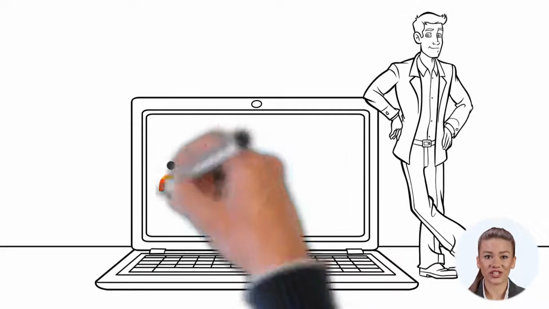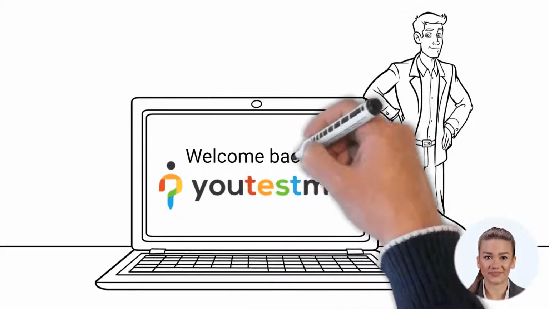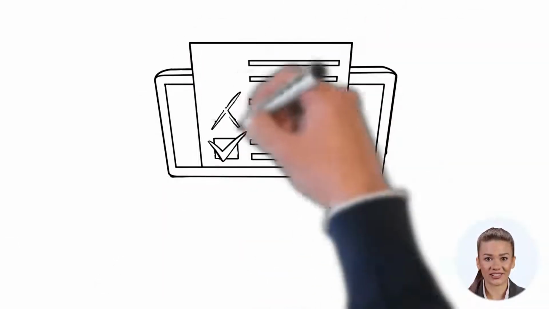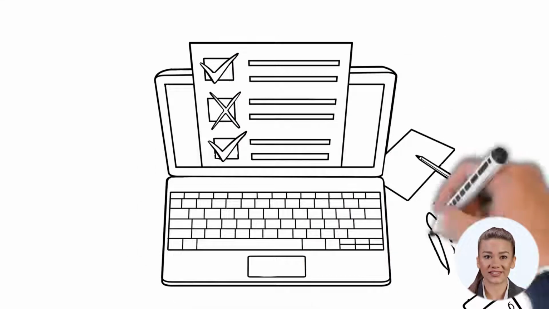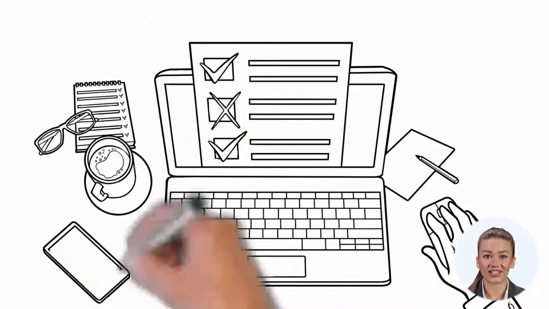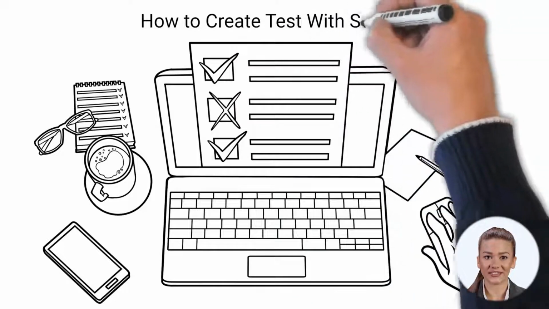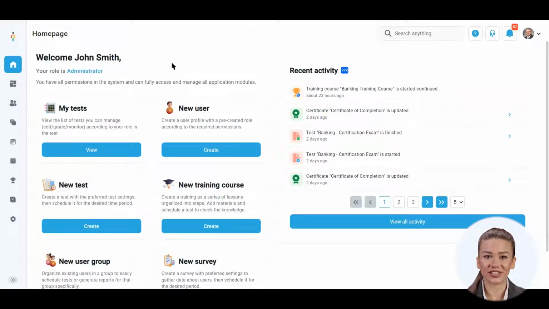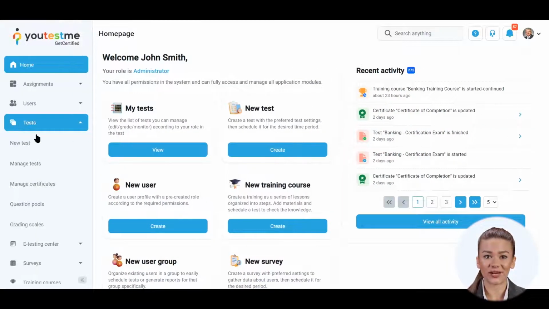This tutorial will show you how to create a test with sections. You can use sections to represent different areas of knowledge or topics the test covers. Each section can have a specific question set and various settings. Navigate to the Tests option in the application's main menu and select the New Test option.